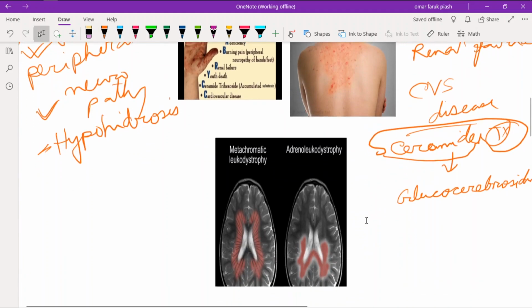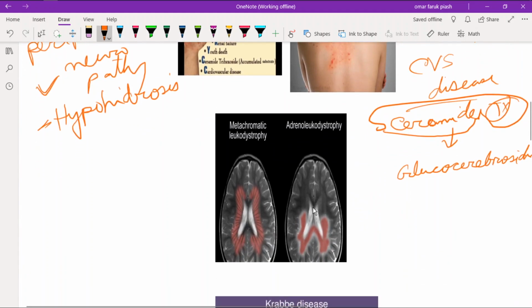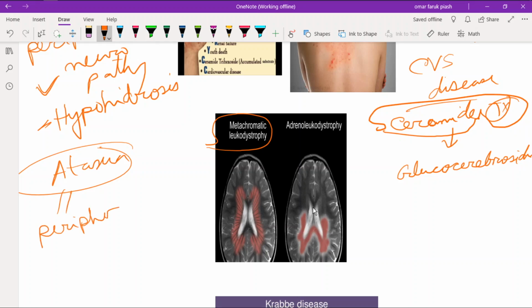Now, the third one is metachromatic leukodystrophy. In metachromatic leukodystrophy, there is peripheral and central demyelination with ataxia. In metachromatic leukodystrophy, there is central and peripheral demyelination with ataxia and dementia.